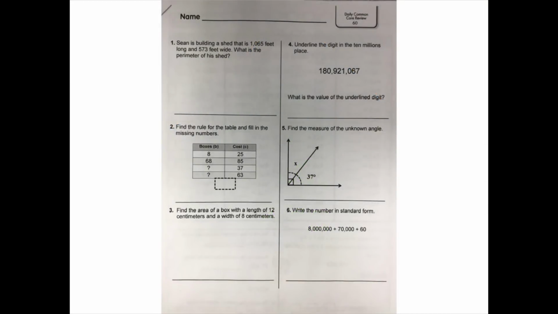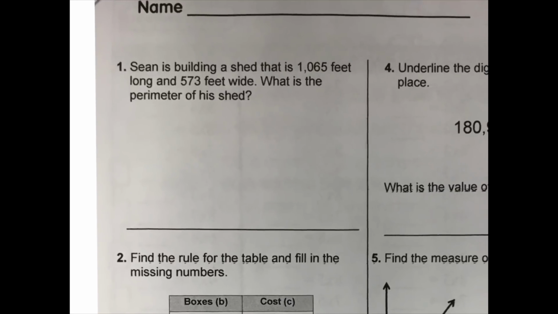Next up, Daily Common Core Review number 60. We'll do some of these together. Some of them I'll just read, and you can finish them up on your own for homework. Let's start with number 1. Sean is building a shed that is 1,065 feet long and 573 feet wide. What is the perimeter of his shed?